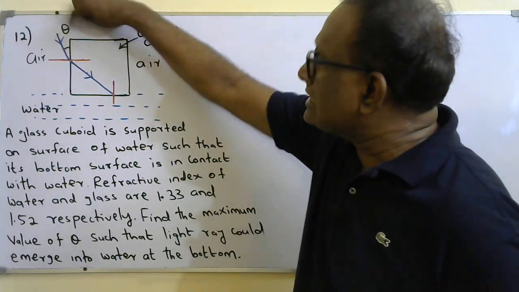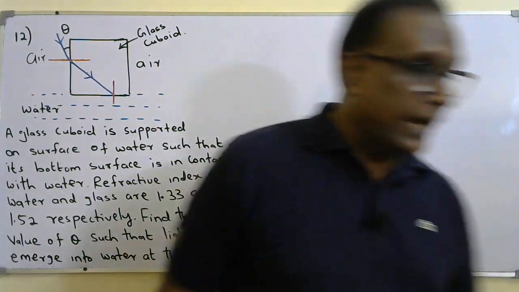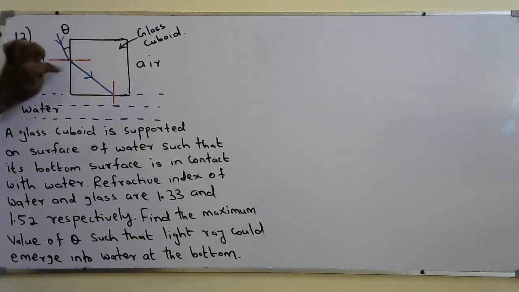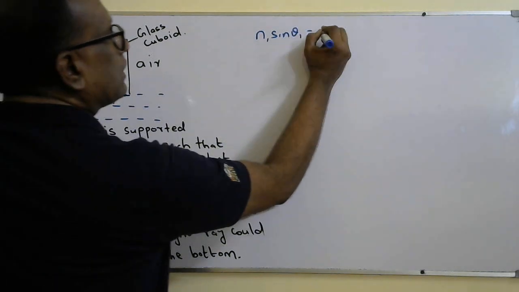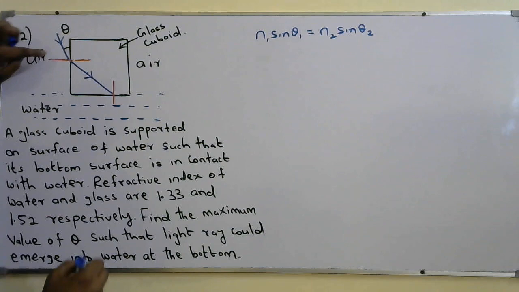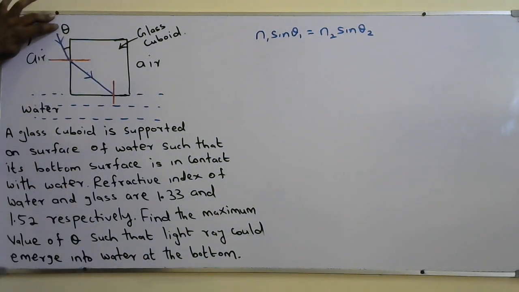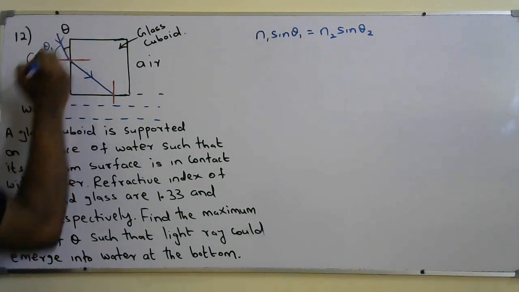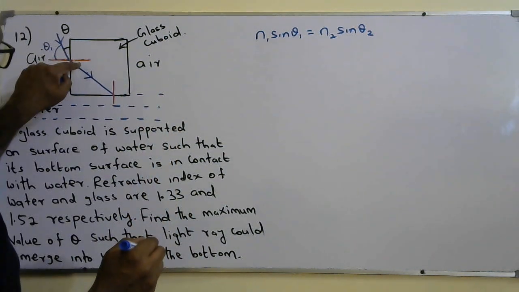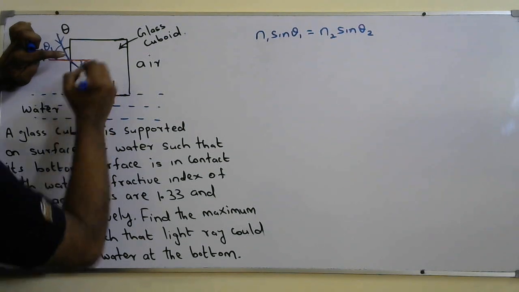So the question is, find the maximum angle theta such that the light ray could emerge into water at the bottom surface. Okay, so why is the word maximum used? You know that for this boundary, if you use Snell's law, n1 sin theta 1 equals n2 sin theta 2, where theta 1 is with the normal, and theta 2 also with the normal. So when the angle theta increases, they ask you to find the maximum angle, which means theta has a maximum limit. When theta increases, theta 1, if I call this theta 1 here, will decrease. If theta 1 decreases, inside the glass the angle of refraction, theta 2, if I say this is theta 2, will also decrease.